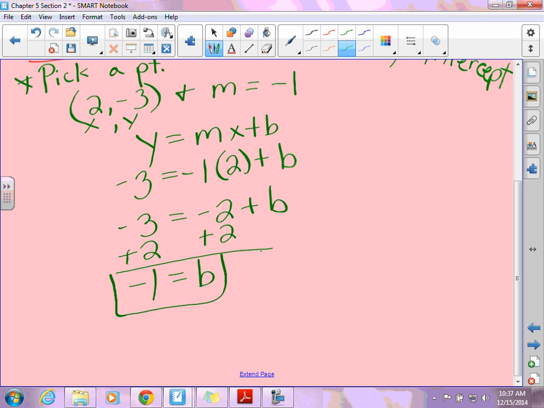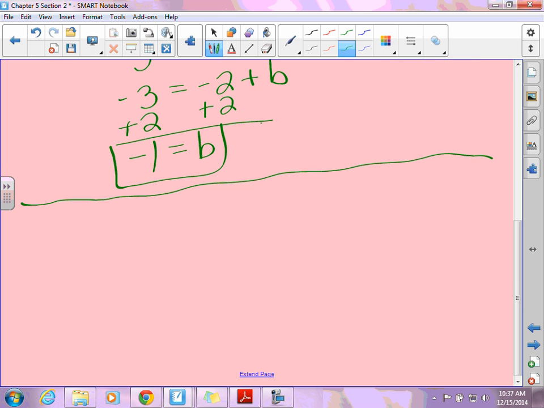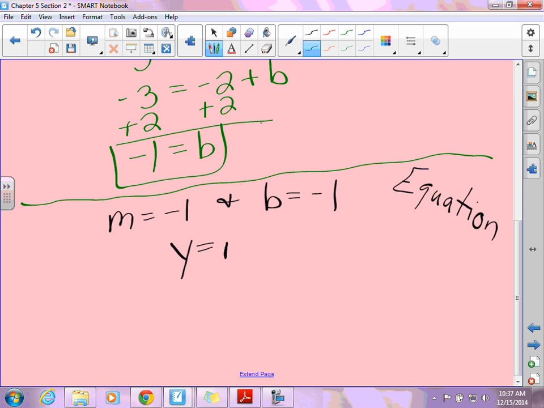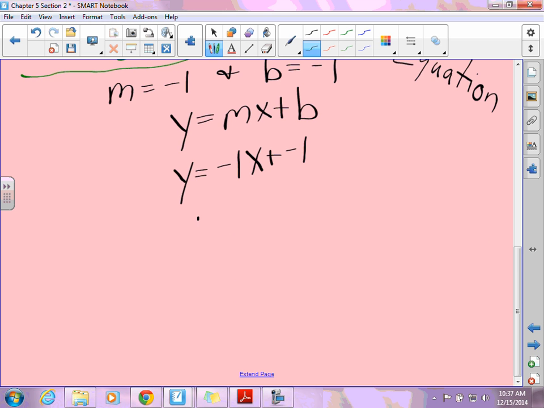No. I got my slope, I got my y-intercept, and now I need to come up with the equation. And that's the part the kids are forgetting. So my m, remember, was -1. And my b was -1. Y equals mx plus b. So y equals -1x plus a -1, or you'll see y equals -x minus 1. You'll see any of these, and any of these are fine for me.